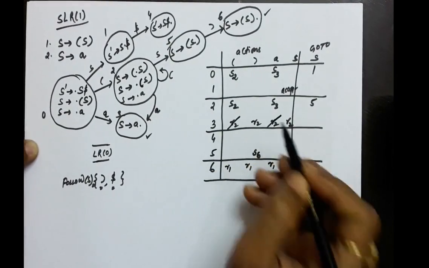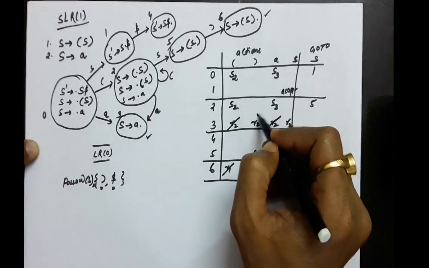So you will remove this one and this one. Similarly, you will remove this one and this one. Only these two items will remain.